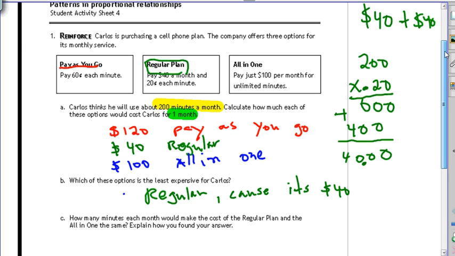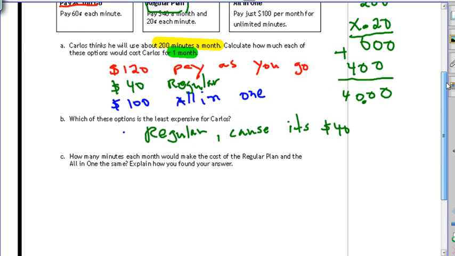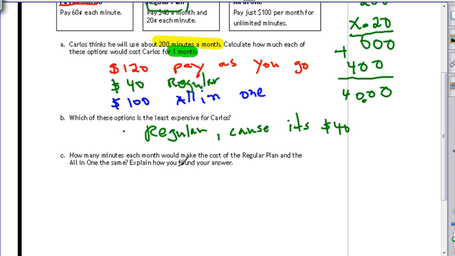Now part C, how many minutes each month would make the cost of the regular and the all-in-one the same? And explain your answer. All right, now here's the thing. We know that the all-in-one is $100. We're comparing green and blue, the regular, which is 40, and the all-in-one, which is 100. So they're asking, when will there be a tie in minutes?